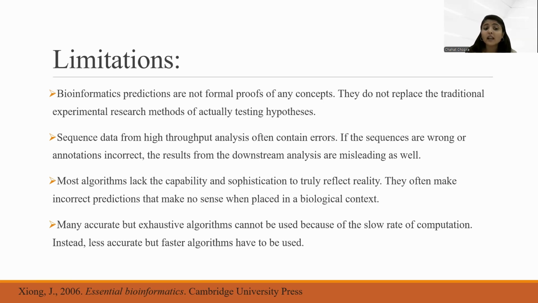Many accurate but exhaustive algorithms cannot be used because of the slow rate of computation. Instead, less accurate but faster algorithms have to be used because the methods which are less error prone take a very long time. So to speed up this process, we compensate with accuracy.